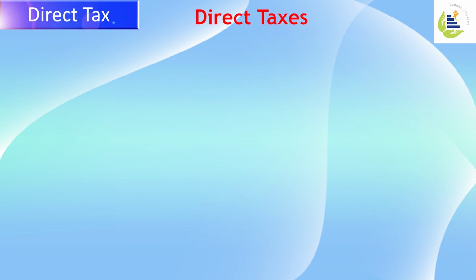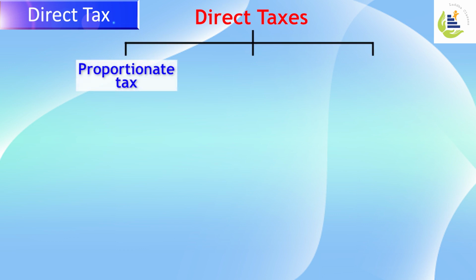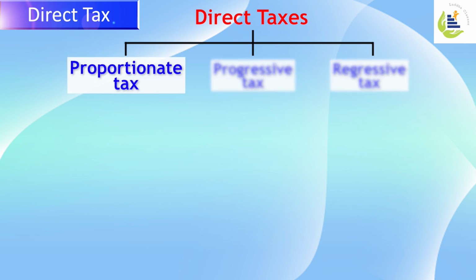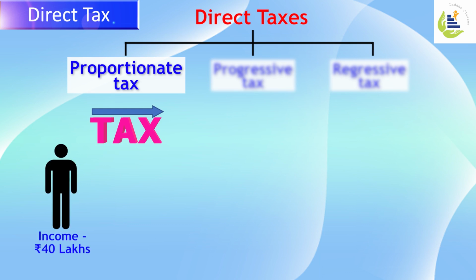Direct taxes can be further categorized into three areas: proportionate tax system, progressive tax system, and regressive tax system. In the proportionate tax system, there is a fixed and constant rate of taxation on all the people. So let's say in the proportionate taxation system, what happens? There is a fixed constant rate for everyone, which means a person with 40 lakhs also pays a fixed rate.